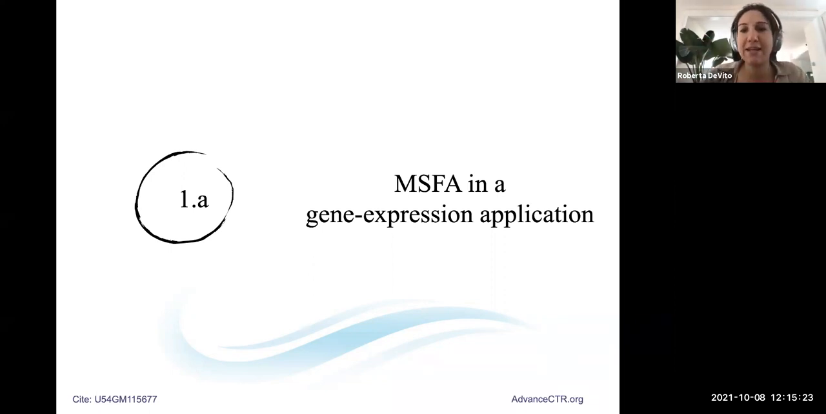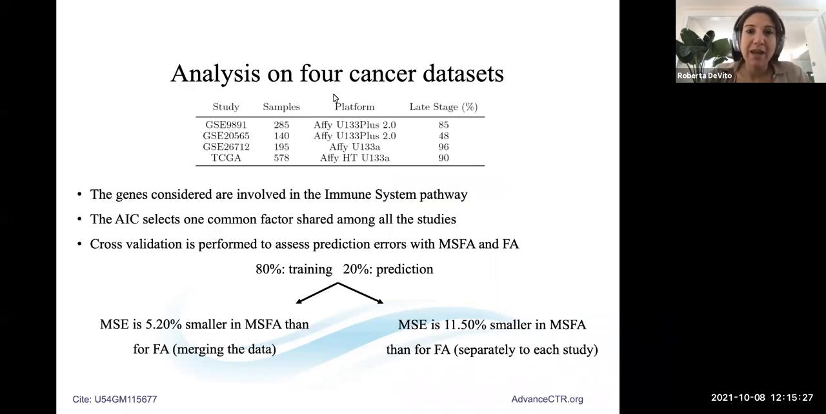The first one is a gene expression application. What we have here is 4 different cancer data sets, of course with different sample sizes. Here I also put the different platforms in which gene expression is measured, and here is the late stage of the patients. I will consider for now the genes involved in the immune system pathway.